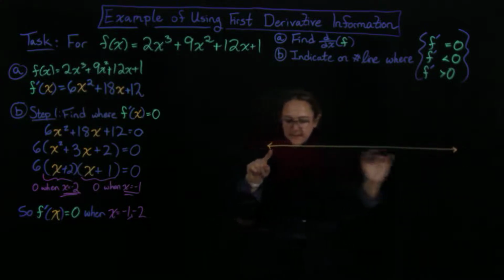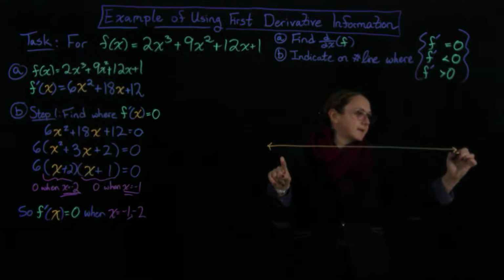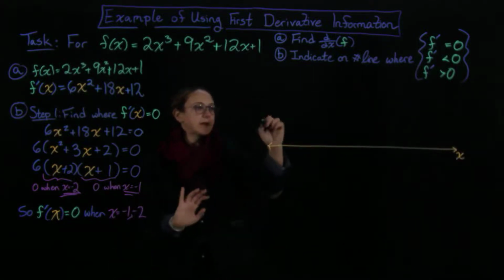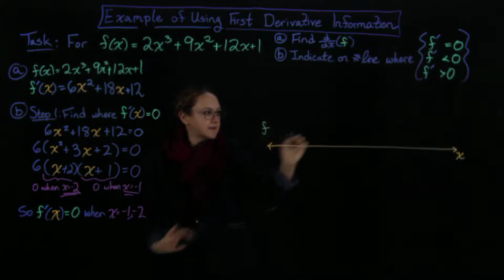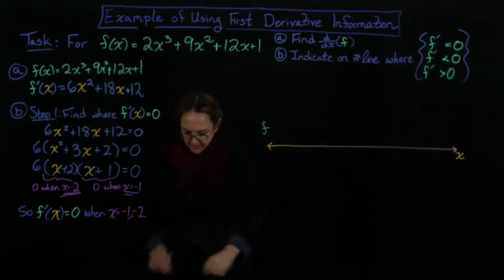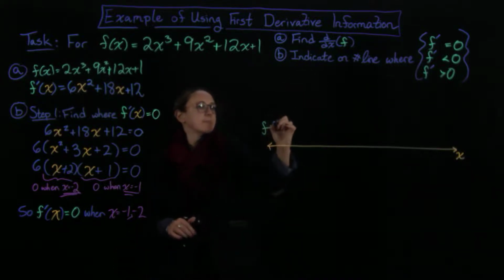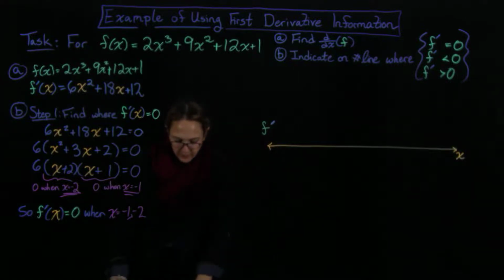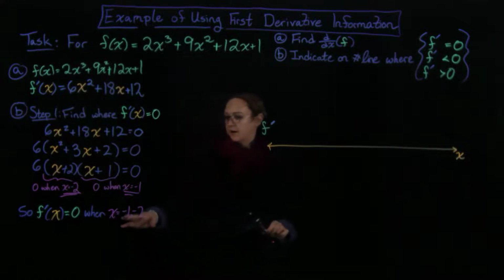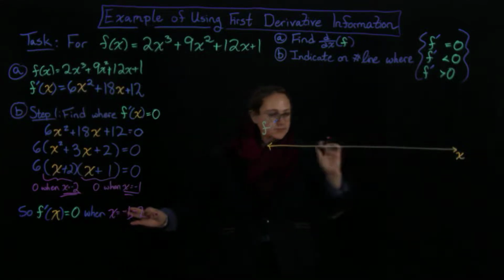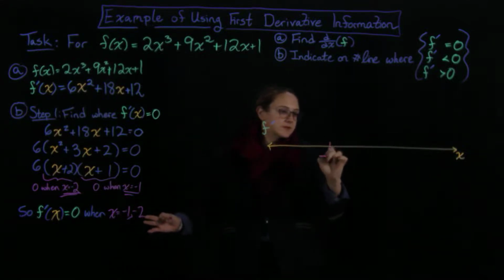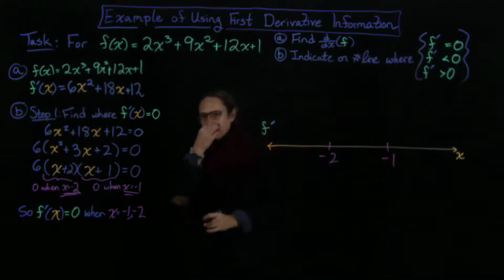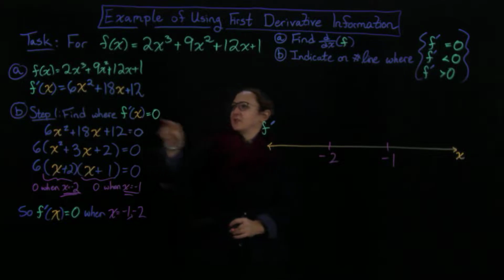Right, I can think of this as being my x-axis, but then my f prime is above it. So maybe we'll write f prime here to indicate that the f prime is what I'm going to be drawing above it. Now I know that the two most important parts here are -1 and -2. This is when things are going to get different, so I'm going to put those on here. So -2 and -1.